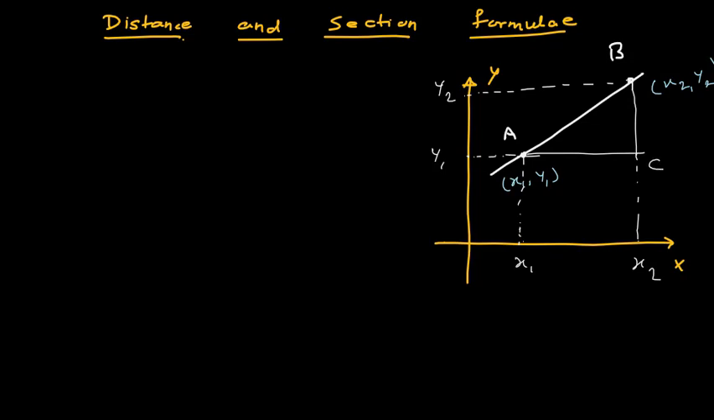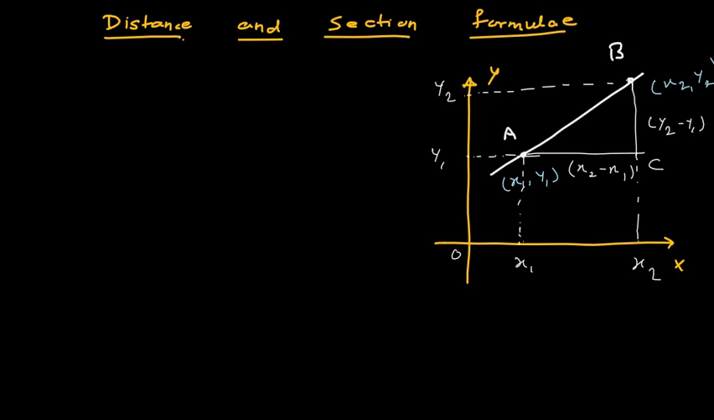Now this AC distance, if you see AC, then from this origin till point C I have total distance x2, and till A1 I have a horizontal distance x1. So this AC distance will be your x2 minus x1. And similarly this vertical distance, if you check, this total height is y2, and from here this is y1. So this is y2 minus y1.